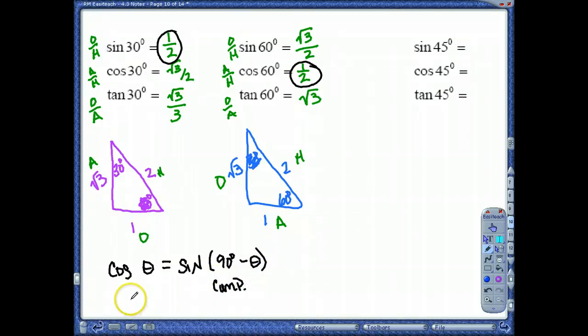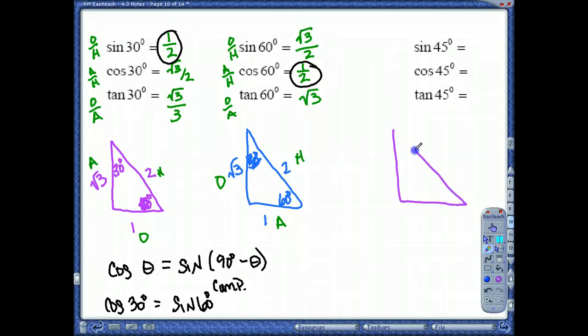Okay? It goes the other way. The sine of theta is equal to the cosine of its complement. Either way, the cosine of 30 is going to equal the sine of 60. How interesting. Now let's look at our 45, 45, 90.